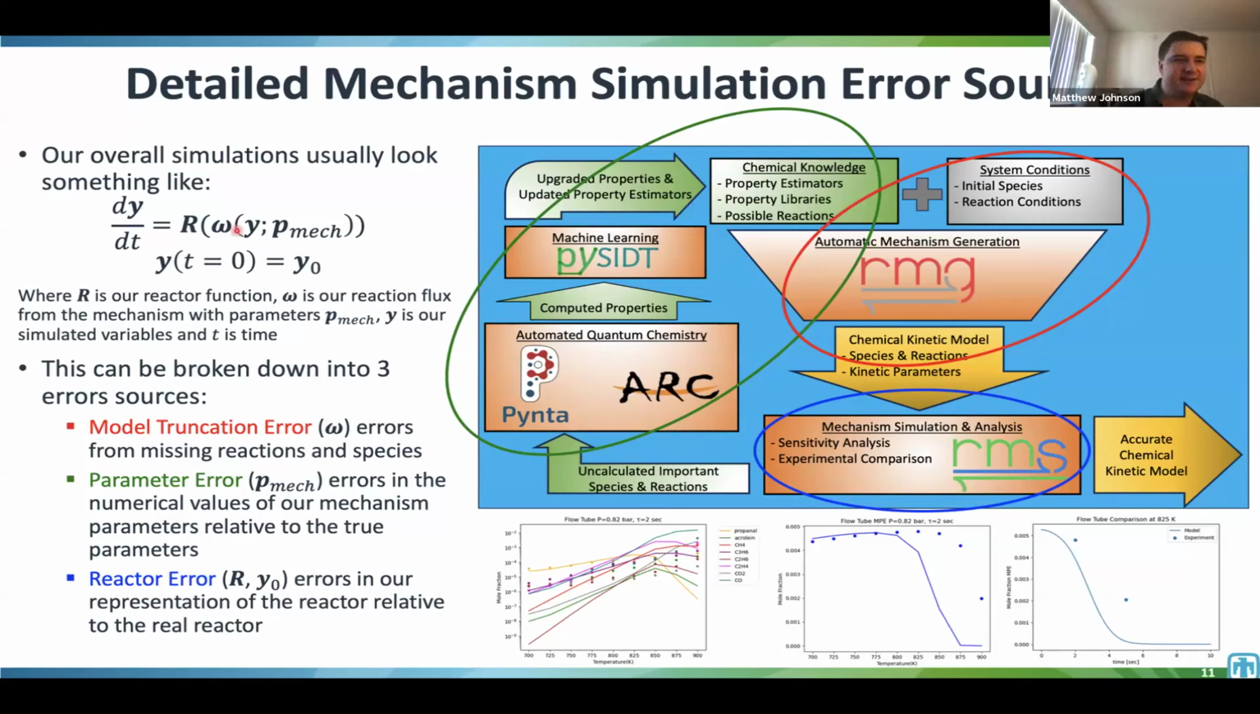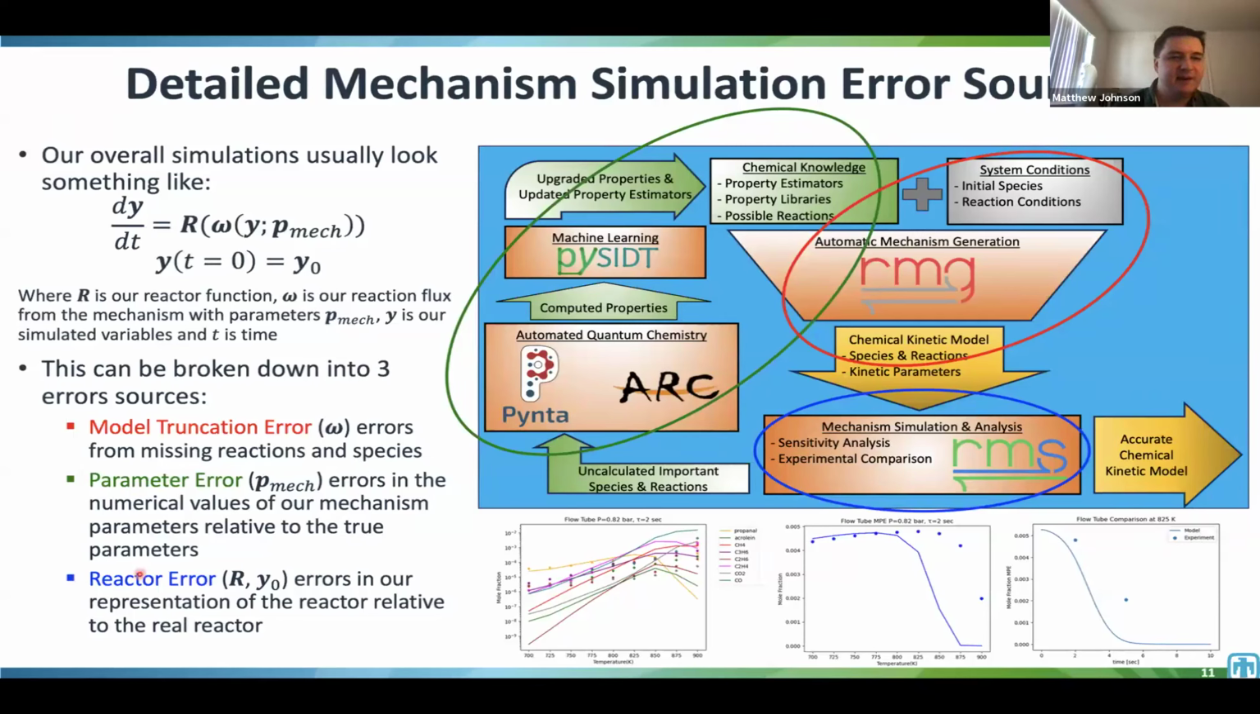And our errors in this simulation, which is usually what you're going to be comparing with an experiment, can be broken down into three important error sources. The first is model truncation error, which is errors from reactions and species that are missing from your mechanism that should be in your mechanism.